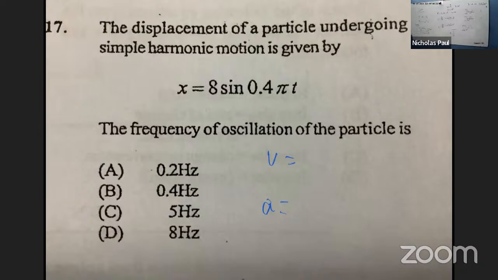Right, are you done? Everybody has to do it. What is the velocity? What is the acceleration? And then tell me what's the maximum for each one. So yeah, differentiate, right?